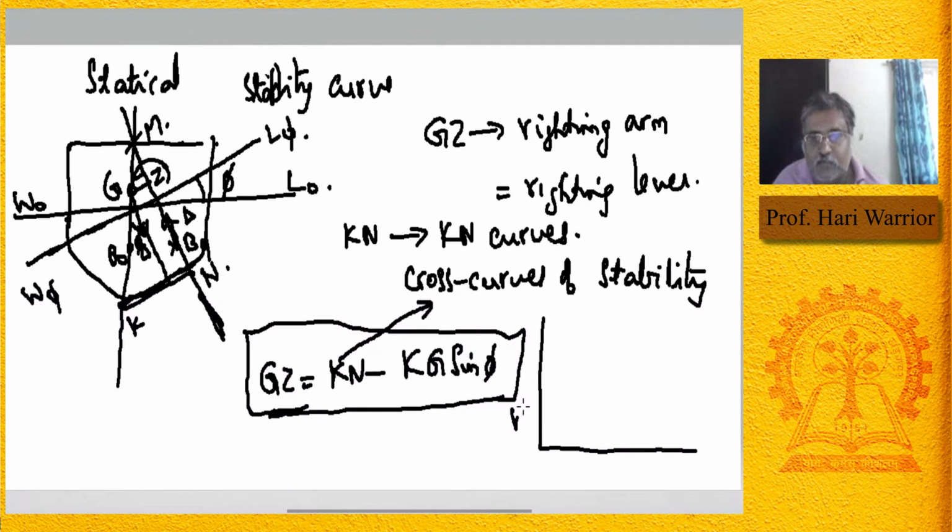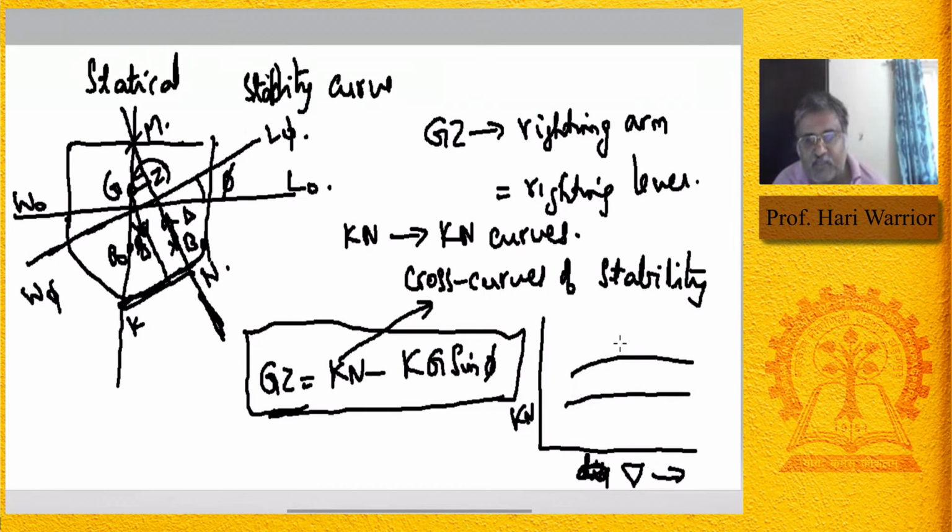These Kn's are drawn as a function of displacement volume, delta, and it gets a series of curves like this. We will explain this later. I'm not going into this right now, leave that. But these are called Kn curves. These curves look like this for different heel angles.